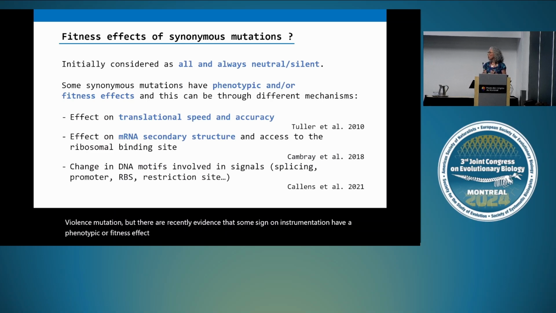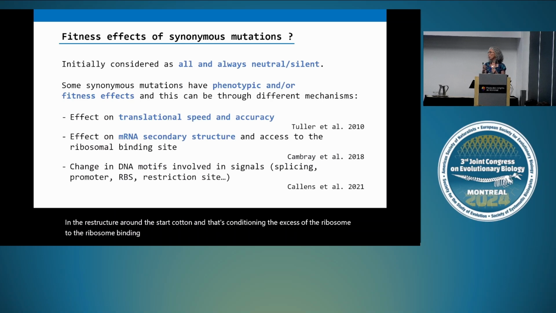And there has been quite a lot of work on the mechanisms that can explain these phenotypic effects. The main mechanism, or the one that was most described initially, was the effect on the translational speed and accuracy, depending on the codon usage and the fit of the codon usage with the codon usage of the species. There is now quite a lot of work about the effect of the nucleotide sequence on the messenger RNA secondary structure around the start codon, which conditions the access of the ribosome to the ribosome binding site.